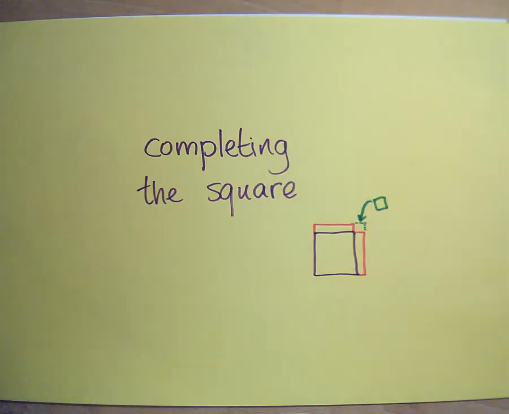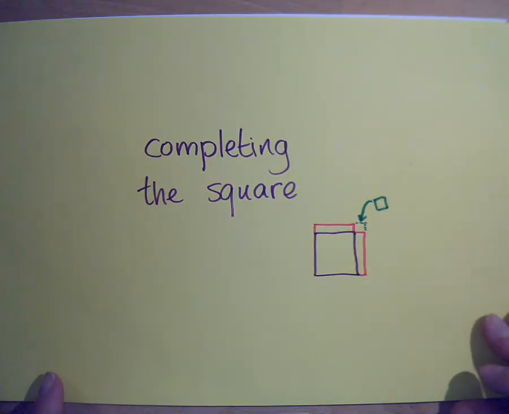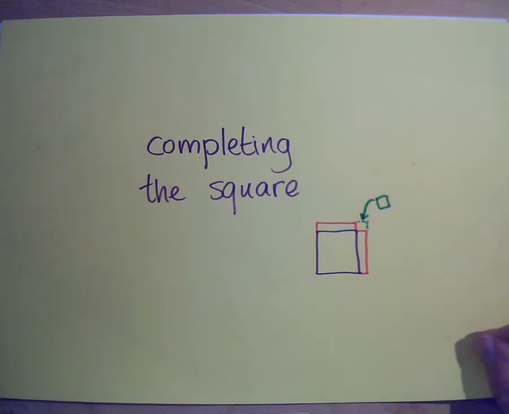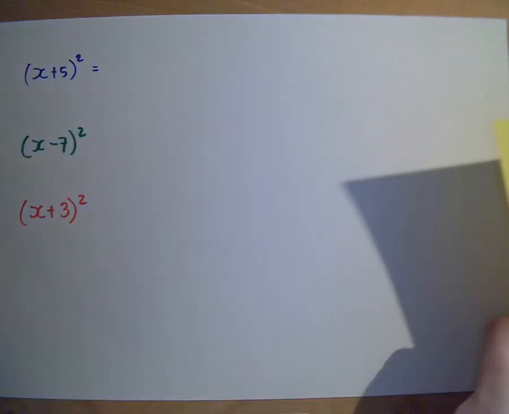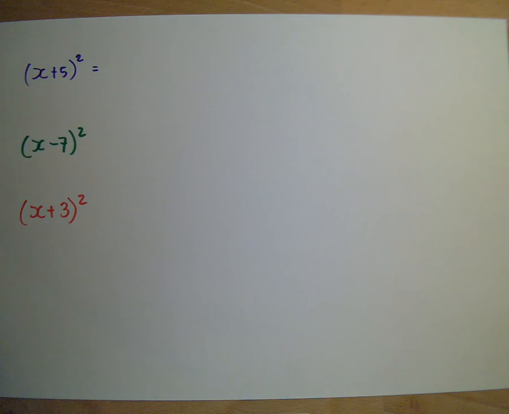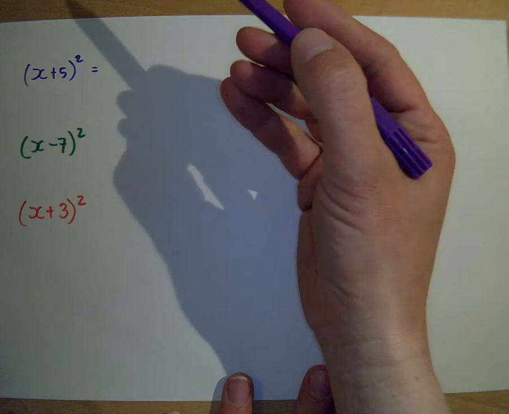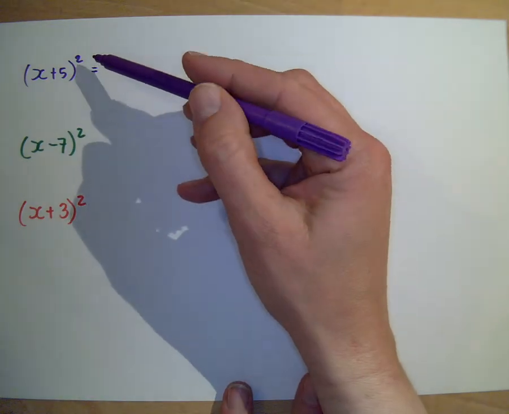We're going to do more types of examples with completing the square, and then we'll use completing the square to actually solve a quadratic equation, which was our point to begin with. Just to make it really obvious, let's go back to what we learned probably a year ago, expanding double brackets.